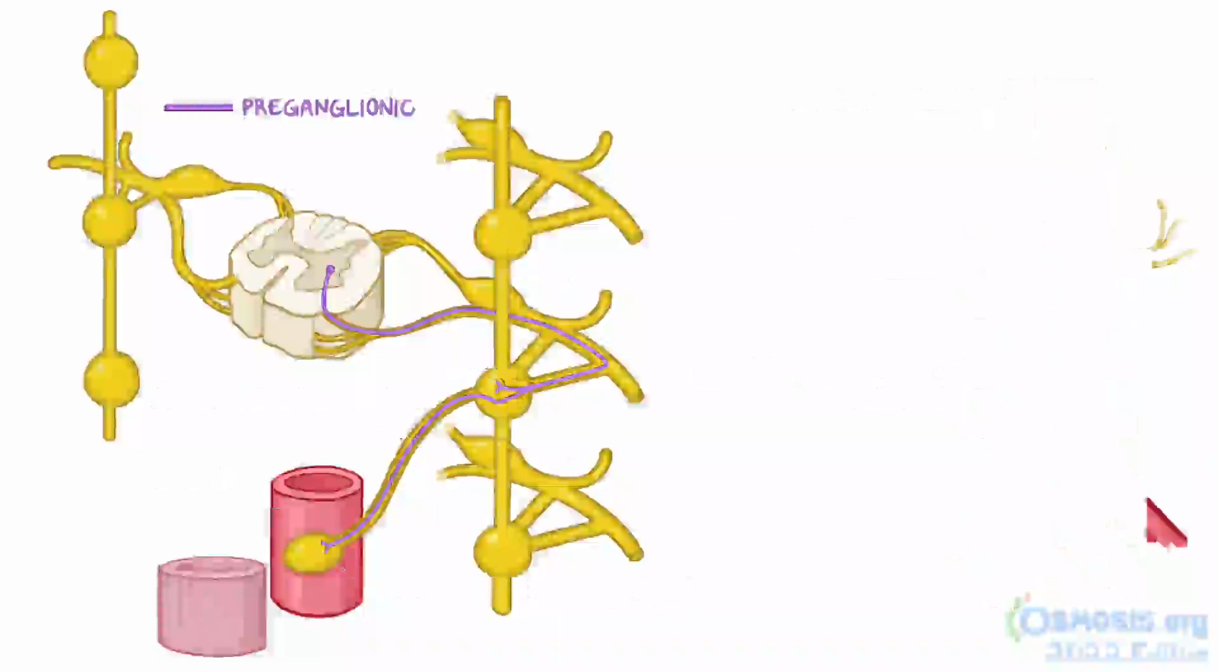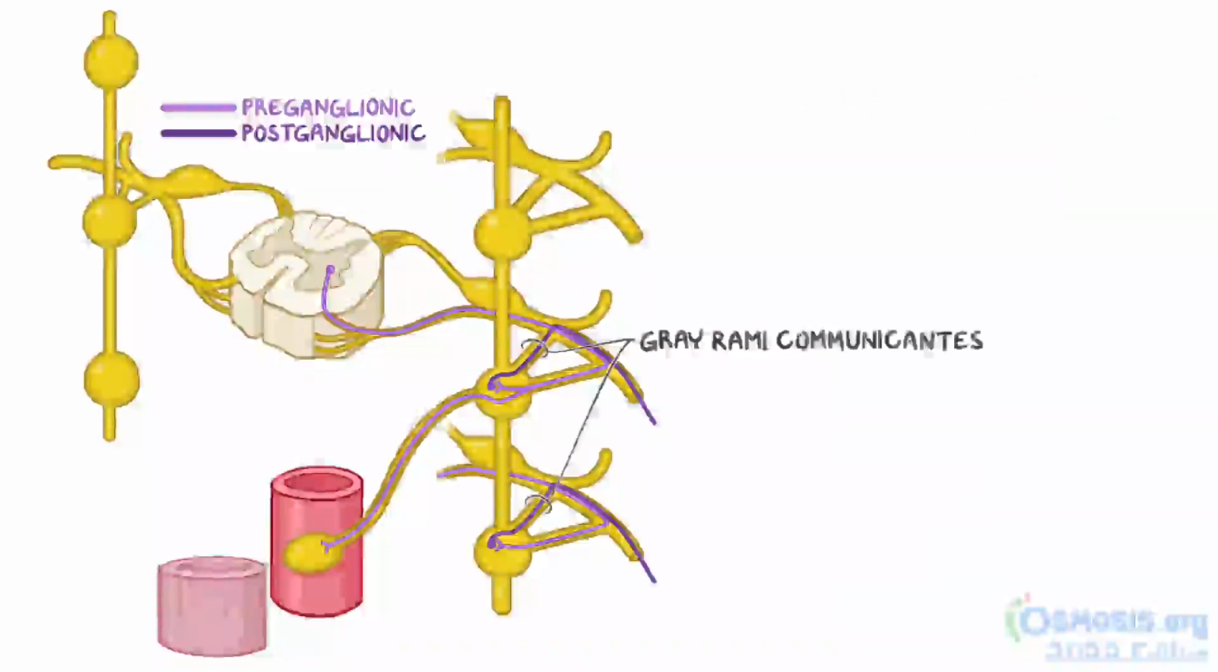For preganglionic fibers that synapse in one of the paravertebral ganglia, their respective postganglionic fibers then enter the gray rami communicantes and re-enter and travel along spinal nerves towards their target organs. If they just pass through the sympathetic chain without synapsing, they continue to the prevertebral ganglia, where they synapse on postganglionic fibers that innervate their target organs.